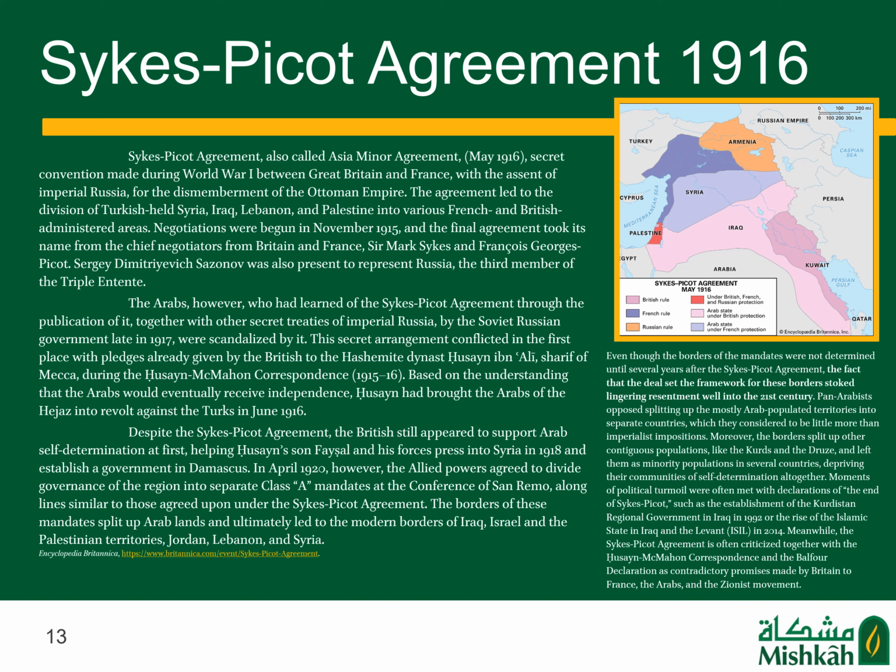Moments of political turmoil were often met with declarations of the end of Sykes-Picot, such as the establishment of the Kurdistan Regional Government in Iraq in 1992, or like I said, the rise of ISIS in 2014, 2015. Meanwhile, the Sykes-Picot Agreement is often criticized, together with the Hussein-McMahon Correspondence and the Balfour Declaration, as contradictory promises made by Britain to France, the Arabs, and the Zionist movement. Britain was lying to all of them.